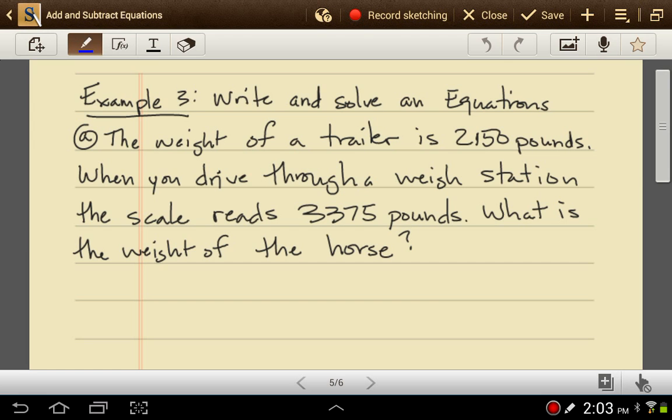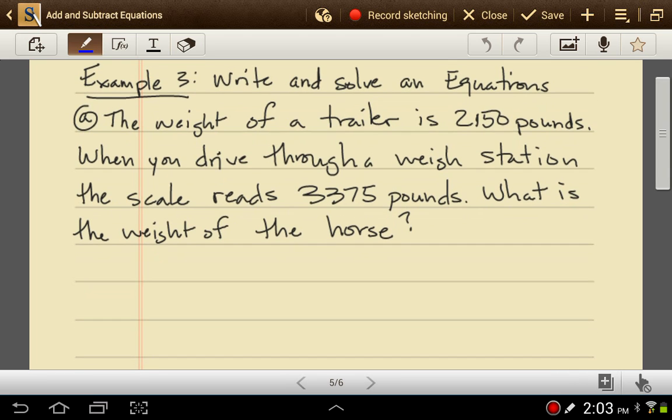Okay, this is our last example. I have one in this slide and one on the next slide. So in this example, I want you to write and solve an equation. And I really want you to focus on writing equations that you have to solve.